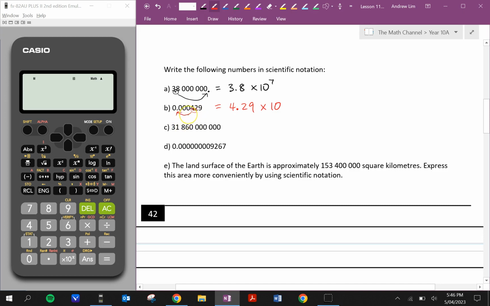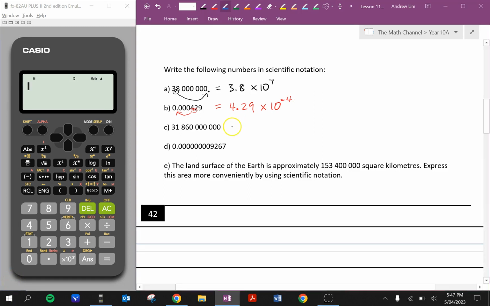Okay, so it's always where do we put it to where should it be? So we're moving it left 4 times. Right? 1, 2, 3, 4. So it'll be to the power negative 4. Negative tells us it's left. Maybe pause the video, have a go with questions C, D, and E, and then we'll go through these together.